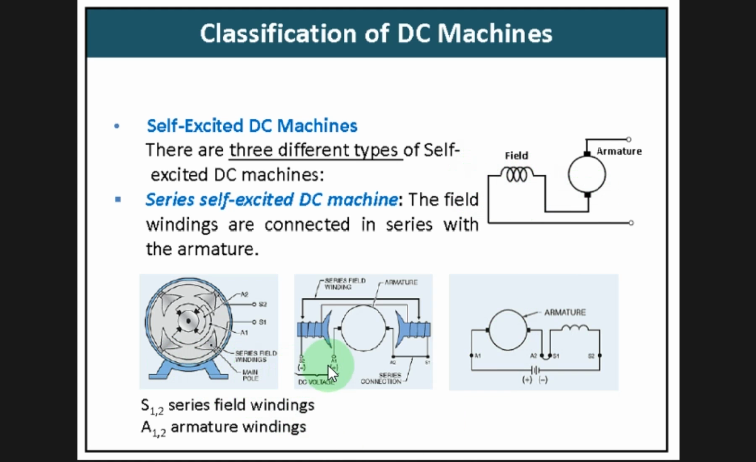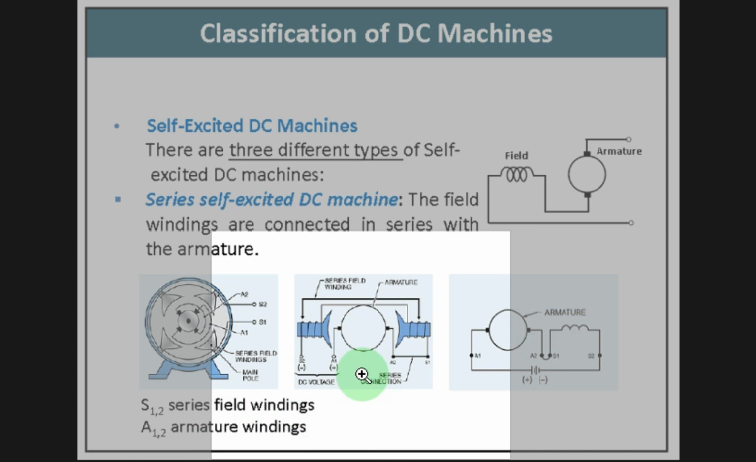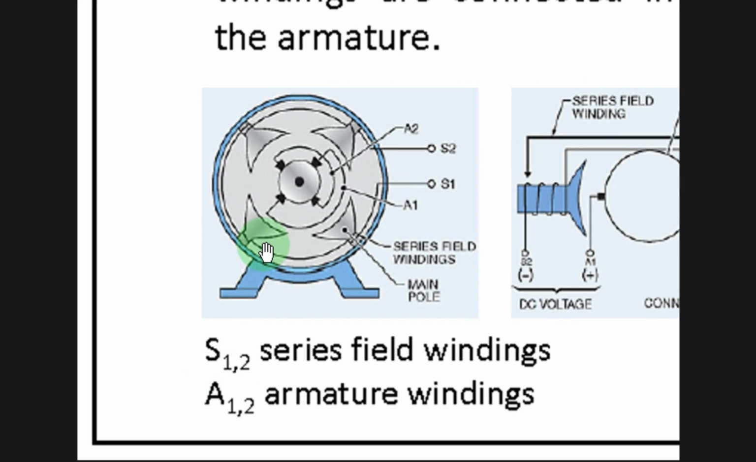So if you look at this diagram, let me enlarge it a little bit. This is the motor, right? These are the armature windings, 4 brushes shown here, and how they are interconnected is shown here, and also the field windings. Here you will see the field winding, and this armature winding is indicated with A1 and A2. Field windings S1 and S2, right?